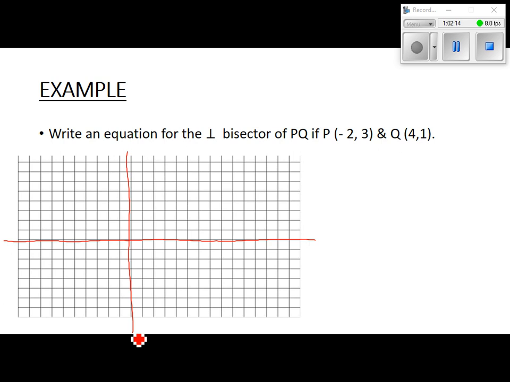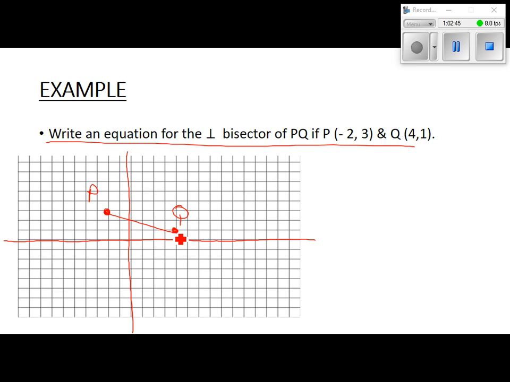So I'm going to graph mine, write down at least this part, and then we're going to actually work it out over here in a second. Negative 2, 3, so negative 2, 3. That's that point right there. My pen's a little off, so I'm not hitting the point exactly. That's point P. 4, 1: 1, 2, 3, 4, 1. That's right there. That's Q. We're trying to find the perpendicular bisector of that segment.